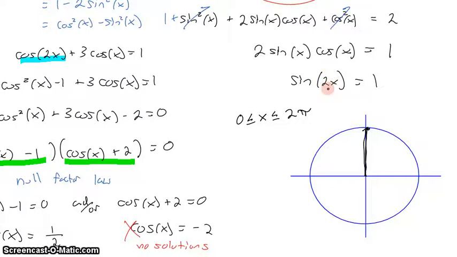What is 2x allowed to be? Well, 2x, if I multiply this whole thing by 2, what I get is 0 times 2 is 0, x times 2 is 2x, and 2 pi times 2 is 4 pi. What does this mean? This means that if x has to be between 0 and 2 pi, then twice x has to be between 0 and 4 pi. And twice x is what I'm plugging into sine. So twice x is allowed to have 2 full rotations.